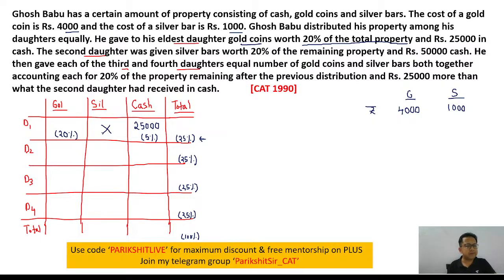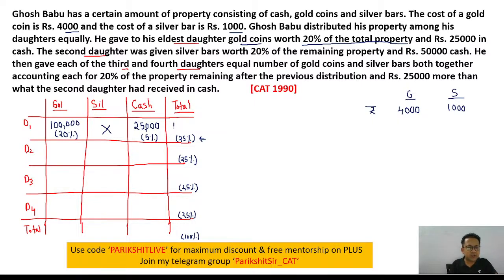Fine, I think we have it. If 5% is 25,000, I think we are almost done. How much is going to be 20%? What is the value of 20%? 20% is going to be 4 times 5%, right? So 5% is 25,000, and 20% is going to be 4 times 25,000, which is 100,000. So if this is 25,000, this is going to be 100,000.